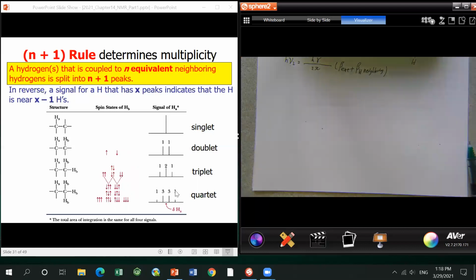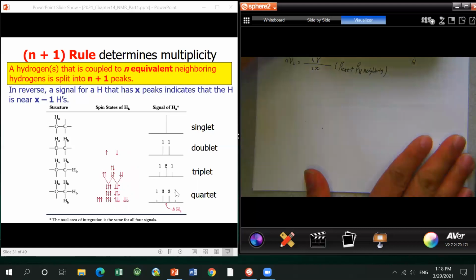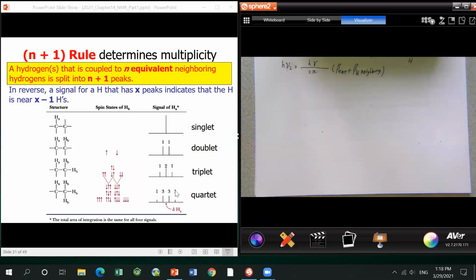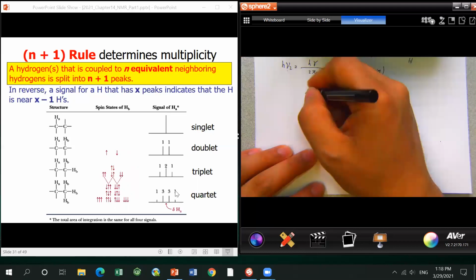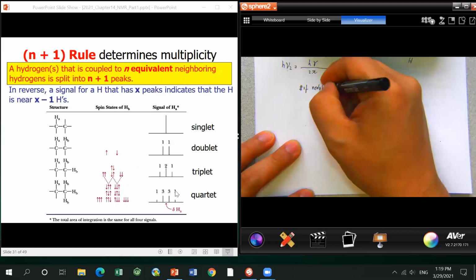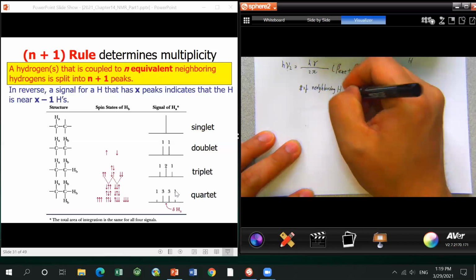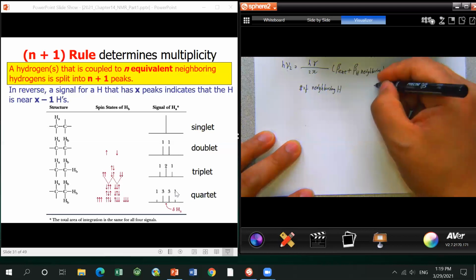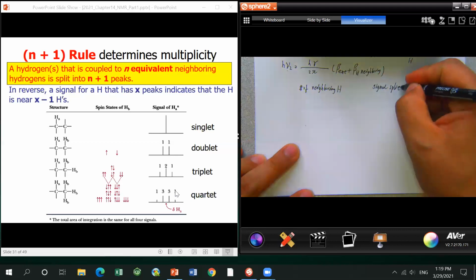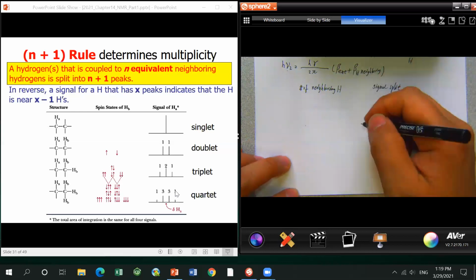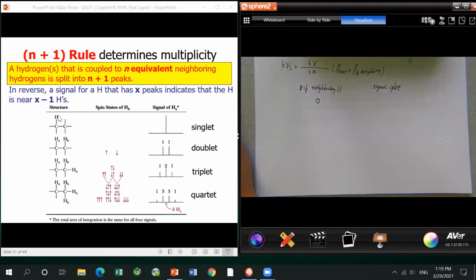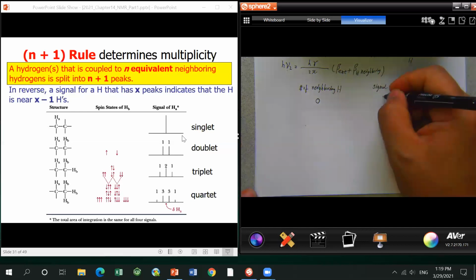Now we explain why you have 2 peaks, 3 peaks, 4 peaks, 5 peaks. That's the n+1 rule. People found the following interesting rules: the number of neighboring hydrogens determines the signal split, or how many peaks. If there are no neighboring hydrogens, so 0, as shown here, this HA will be a singlet, 1 peak.